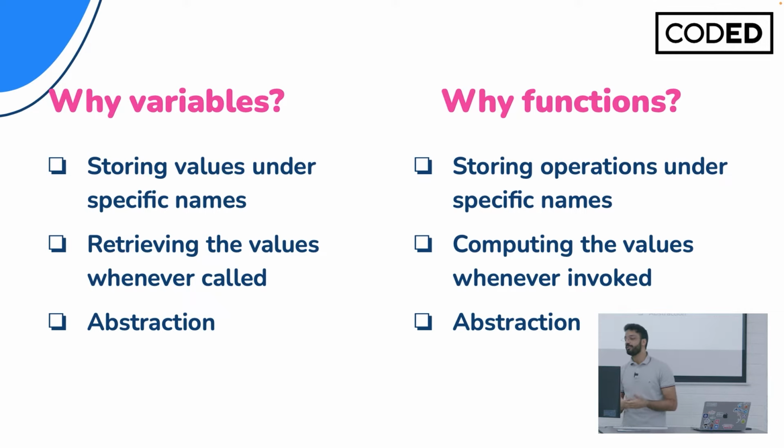And it can compute values whenever it gets invoked. Okay, and when you say invoked, it means I'm running this function. I'm pressing the play button. And again, it creates a level of abstraction. I don't have to remember the number of steps I need to do to perform a certain action. I can just define it once, and then I just call it.